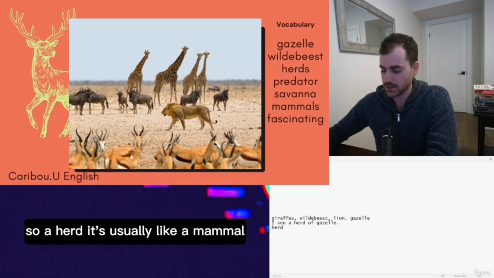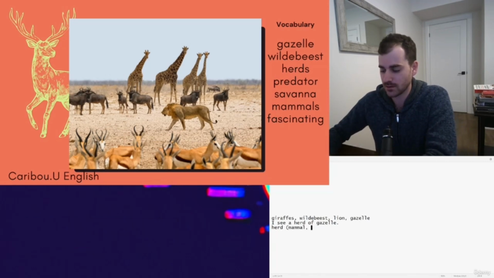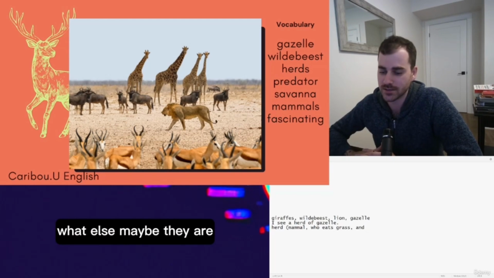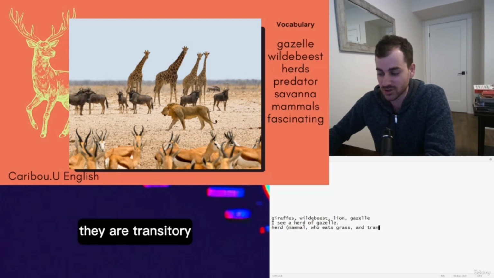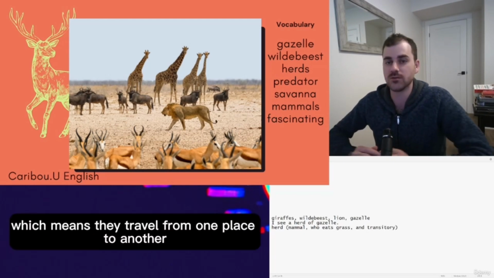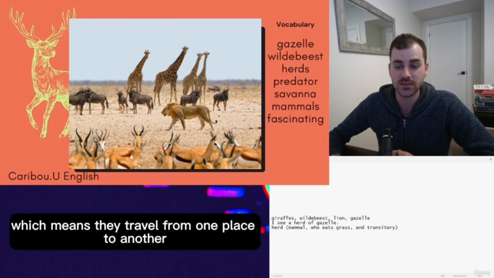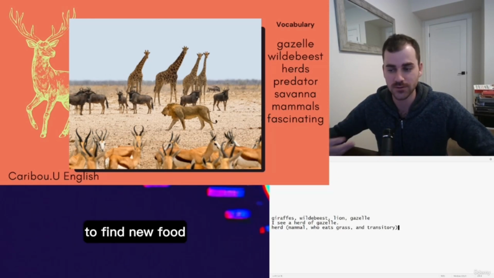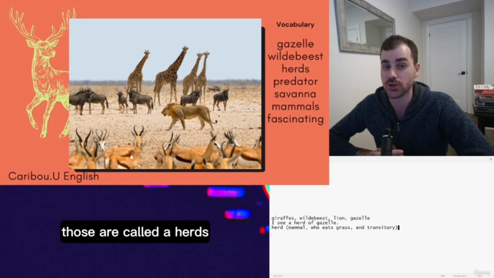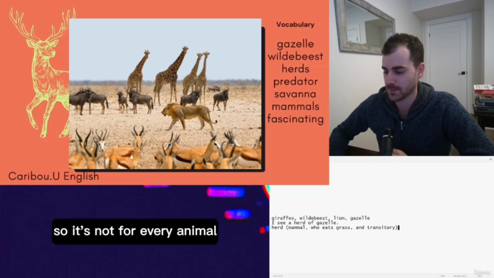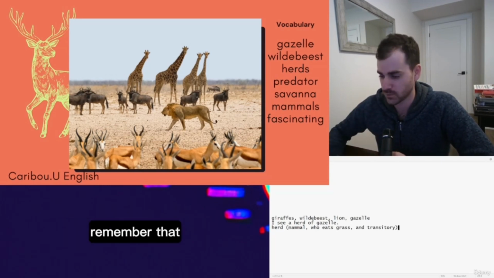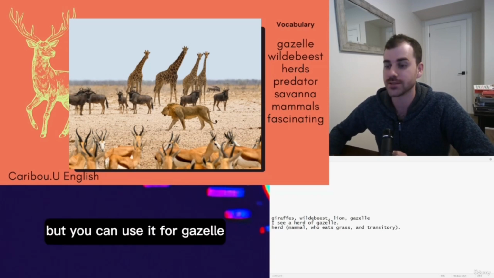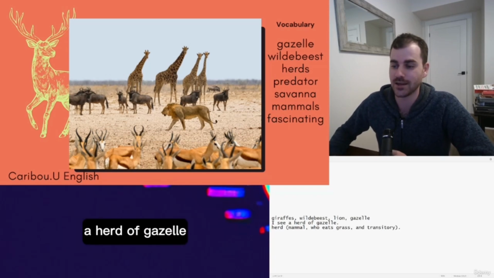So a herd, it's usually like a mammal who eats grass and, what else? Maybe they're transitory, which means they travel from one place to another to find new food. Those are called herds. So it's not for every animal, remember that. But you can use it for gazelle, a herd of gazelle.